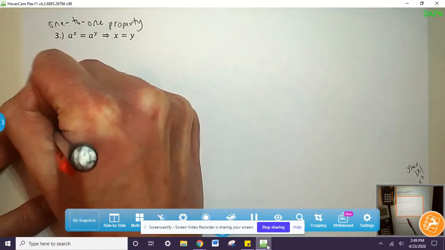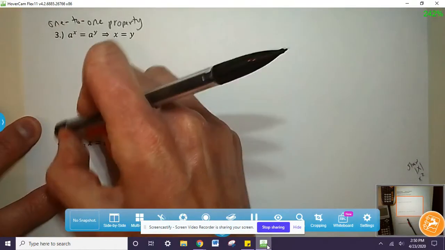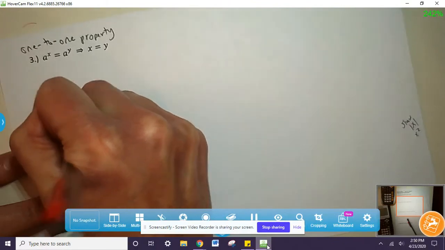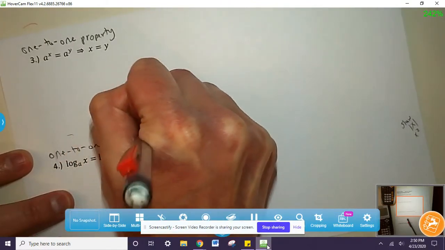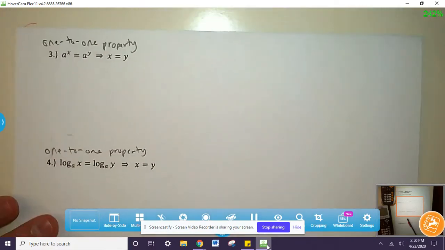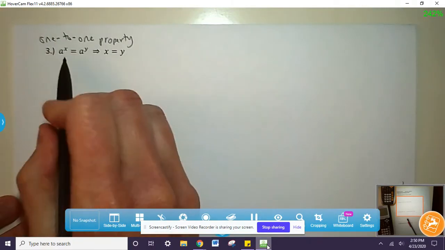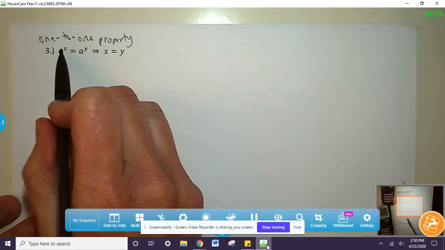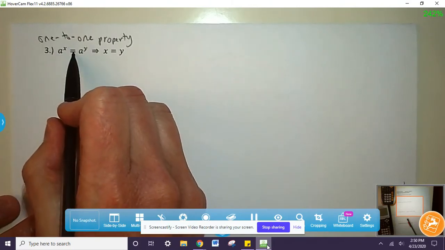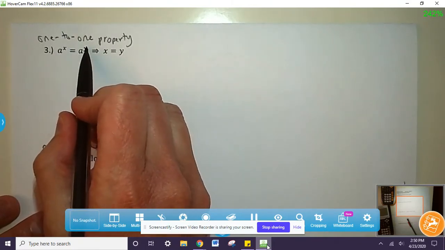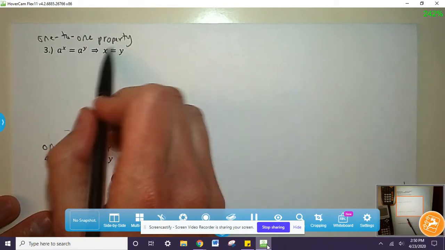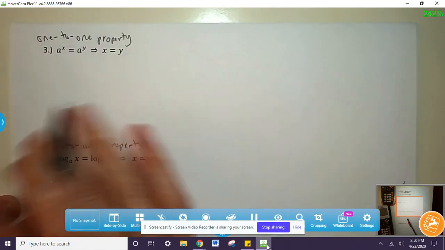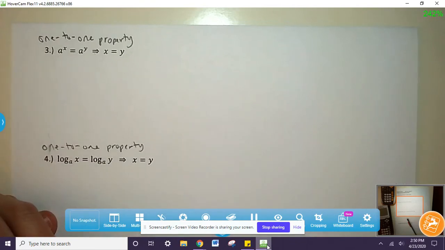Number 3 and number 4 are one-to-one properties. Okay. All right, so one-to-one property. So here's what this says. If you have something raised to the x is equal to the same base raised to a different power, then that implies you can conclude that the exponents are equal to each other. It looks complicated, but I think you'll agree it's pretty simple.